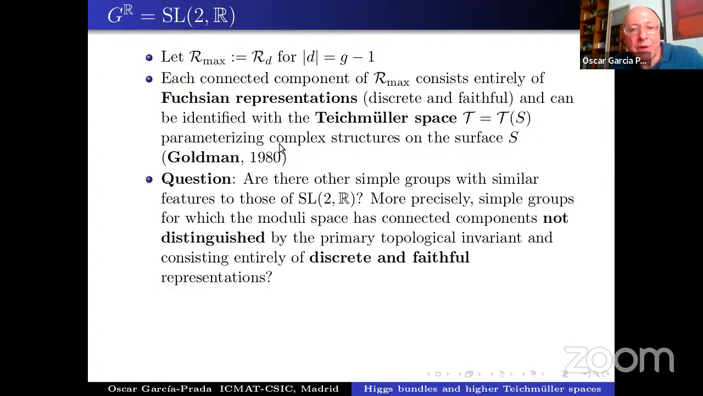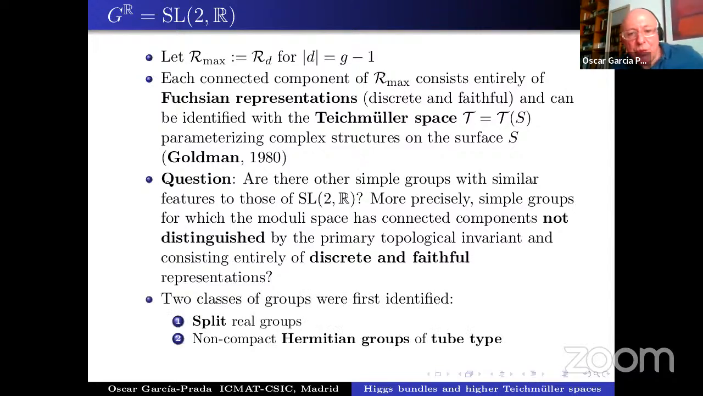Okay, so the question that I want to address in this talk is whether there are other simple Lie groups with similar features to those of SL2R. What do I mean by this? To be precise, we are interested in simple groups for which the moduli space has connected components not distinguished by the primary topological invariant, which is the topological invariant that I defined above, an element in the fundamental group of the group, like the Euler number here, and components that consist entirely of discrete and faithful representations. This, almost by definition, or as a first attempt at a definition, is what we will call higher Teichmüller spaces.